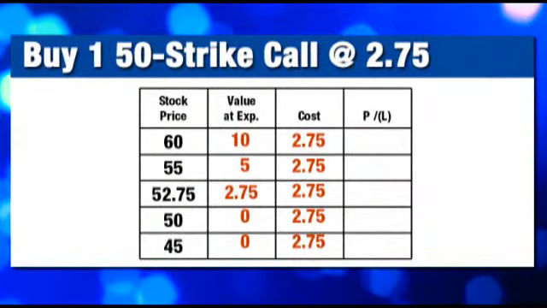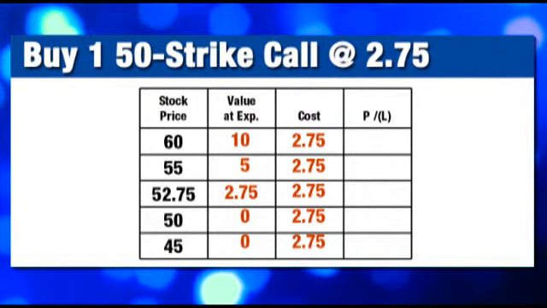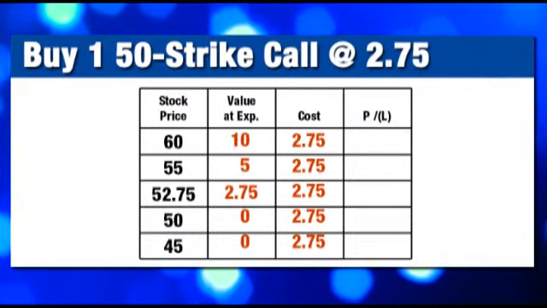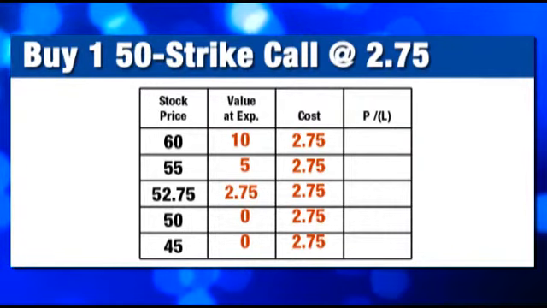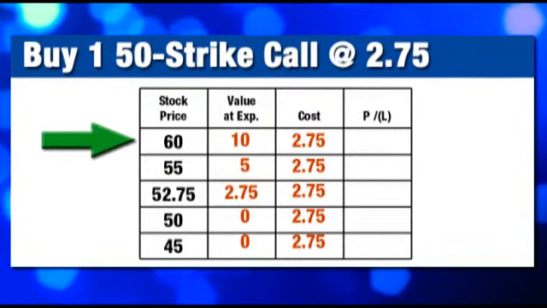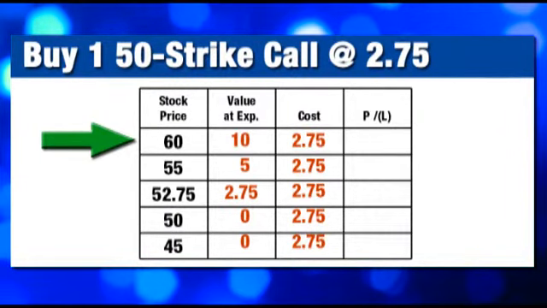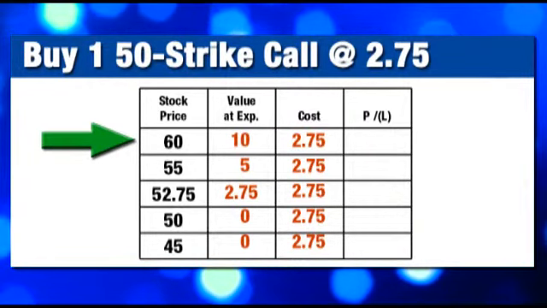Now in step 3, we have some thinking to do. In the value at expiration column, we write the option's intrinsic value if the option is in the money, or 0 if the option is at the money or out of the money. In the top row, for example, with the stock price of $60, the intrinsic value of the 50-strike call is $10 at expiration, so the number 10 goes in this box in the table.